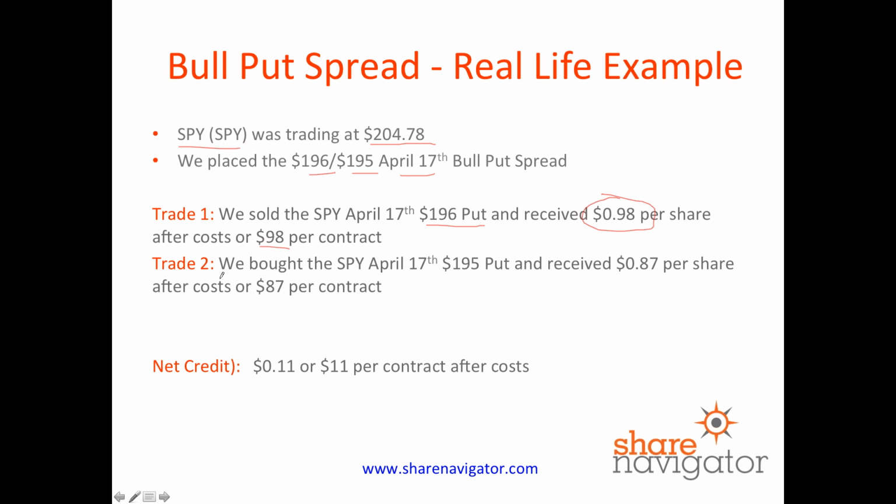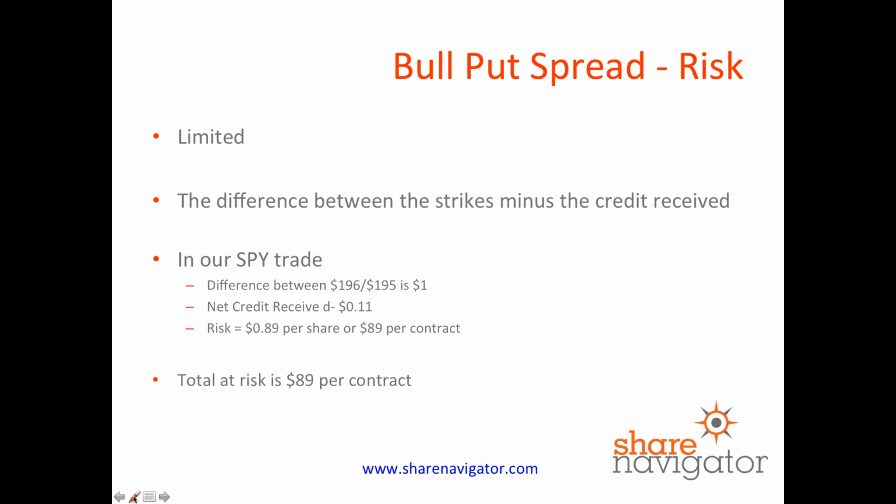The second part of the trade was the insurance part of the trade that we bought. So we bought the $195 put and paid 87 cents per share or $87 per contract. So the net income to us was the 98 minus the 87, which was 11 cents per share or $11 per contract after costs. So what's the risk in this particular trade?